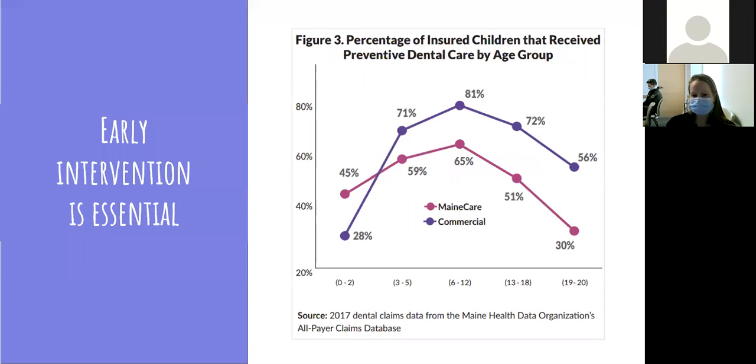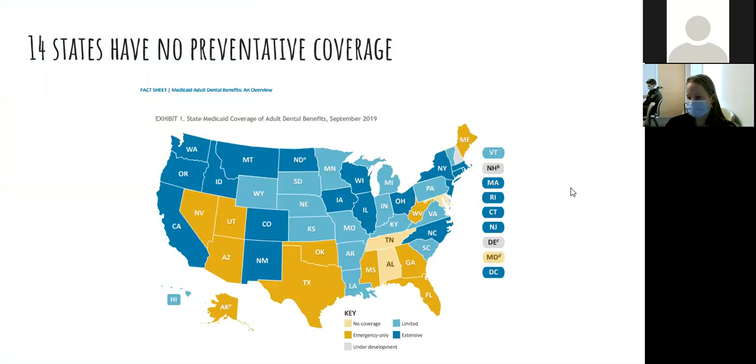And these negative effects are not spread evenly across all children. This is data from Maine, and it shows that there is a significant gap between kids who are on MaineCare and kids who get commercial insurance in terms of their access to preventative dental care. And the other thing I want to point out is there's a significant fall off as kids age with their preventative dental care. And this is particularly problematic because across the US, 14 states, including the state of Maine, have no preventative coverage for adults on public insurance.